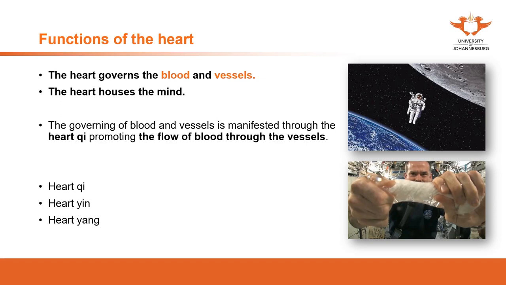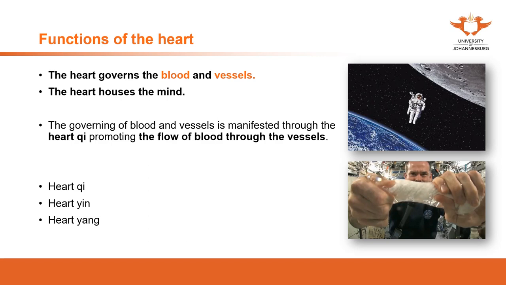Blood is something we can see, it's physical, it's material. So the blood is yin in terms of yin and yang. In order to have a good circulation, or even the normal circulation, we need the heart function to promote the blood circulation. This function will rely on the function of the heart qi. The heart qi, we can further divide into heart yin and yang.